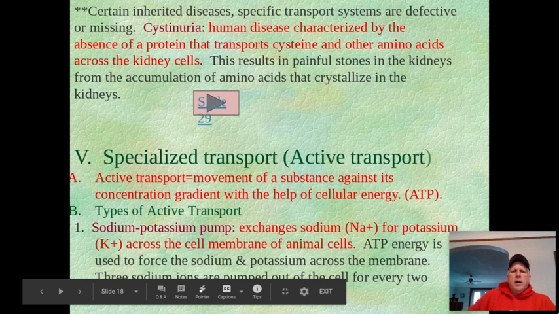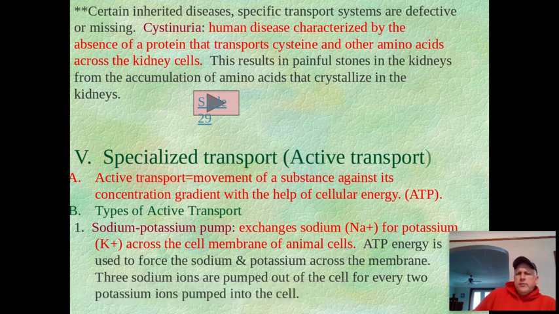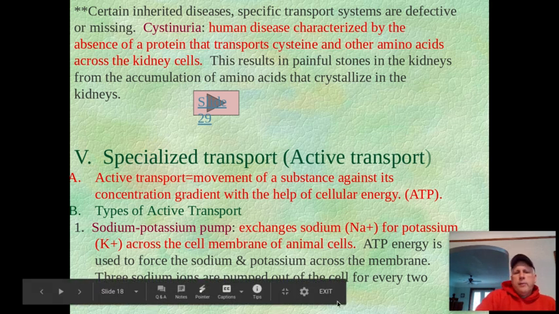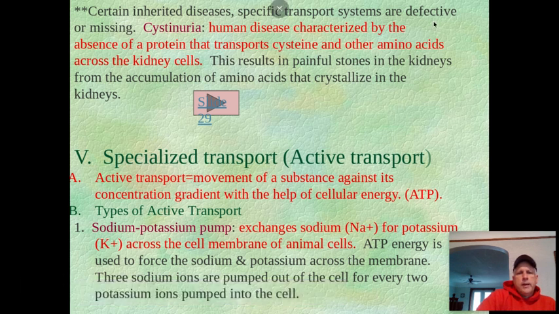But we have this thing called a sodium-potassium pump. And what it does, it exchanges a sodium for a potassium across a cell membrane. Okay. So what we're doing is we're applying energy. We're forcing sodium and potassium to go against the concentration gradient and to move them out of there. So let me show you a quick video that will kind of illustrate that a little bit. Okay. So here we go.